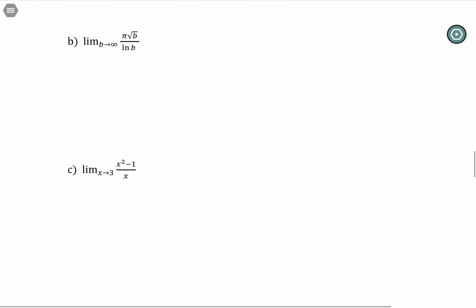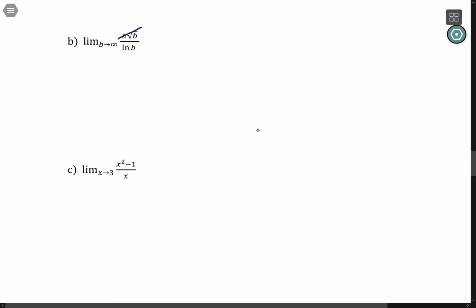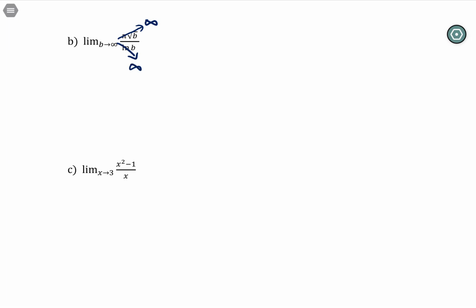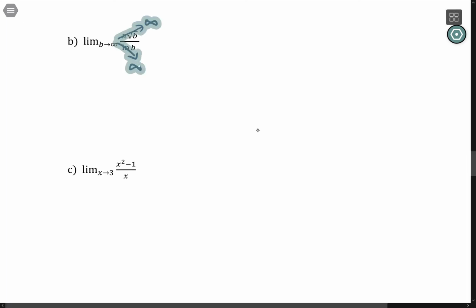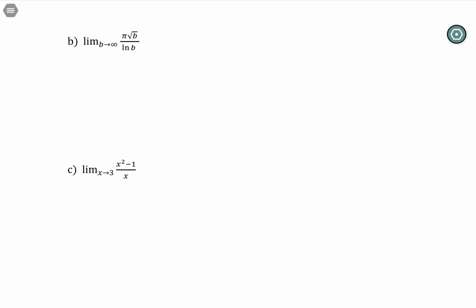Okay, so for part B, as b goes to infinity, the natural log of, not the left, that's the bottom, pi times the square root of b is also going to go to infinity. It does it slowly, but it will. And the natural log of b as well goes to infinity. It does it slowly, but it is increasing forever. So this is really a question of whenever you have these infinity over infinities, who gets there faster or slower?